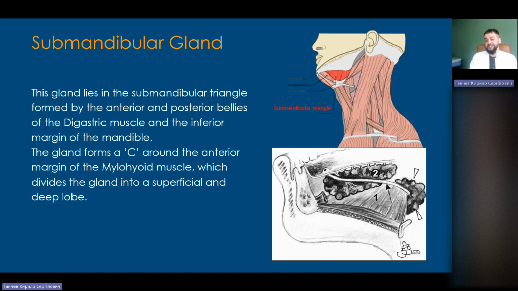Digastric. Yeah, okay, let it be digastric muscle. So musculus digastricus, or also musculus biventer. It's the same, both names are for one muscle. You can say like this, you can say like this. Okay. The gland forms a C around the anterior margin of the mylohyoid, I suppose, muscle, which divides the gland into a superficial and deep lobe.